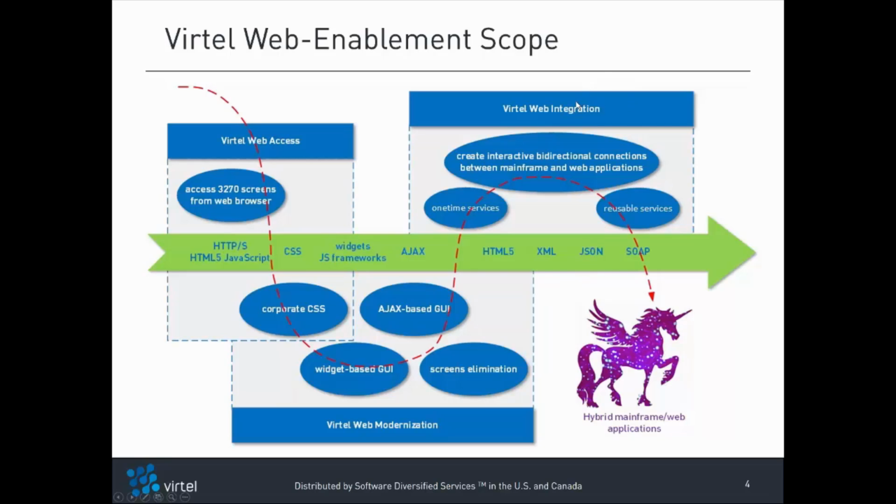Meanwhile, with Virtel Web Integration, you can create interactive bidirectional connections between mainframe and web applications. Those connections can be made of one-time or reusable web services, message services, or email services. For some, the long-term objective will be to design and develop a new breed of hybrid applications that rely on interactive processing between web and mainframe applications. And Virtel can also support this type of evolution.